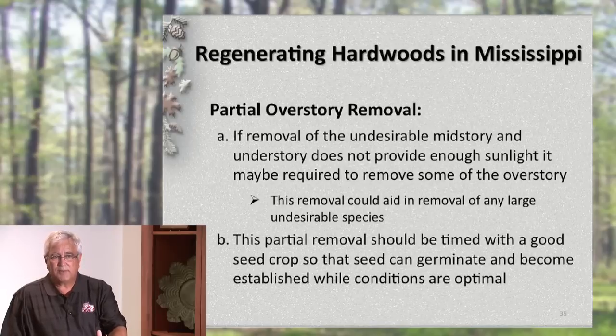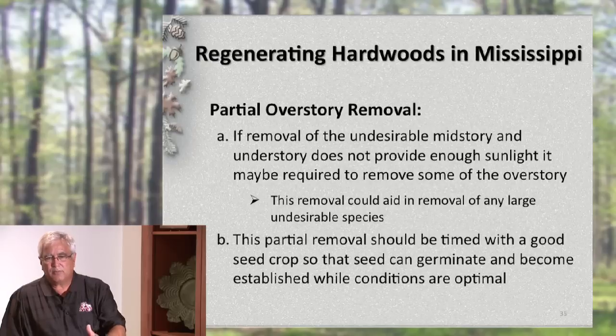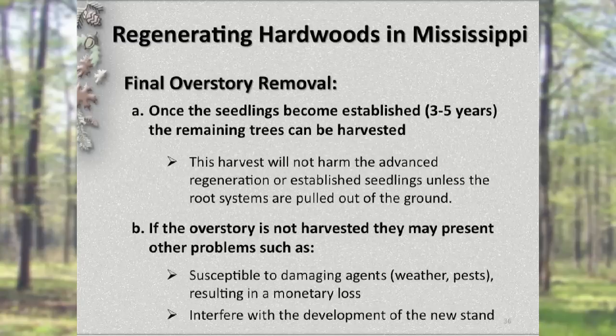So in removing those, we want to remove the worst and favor the best in that particular stand. It also has to be timed with a good seed crop so that the seed can germinate and become established while conditions are really suitable for seedling and sapling growth. Final overstory removal usually occurs about 3 to 5 years after we've done our pre-harvest prep or maybe our partial overstory removal. What this allows us to do is take off the best trees and get the revenue from those individual trees.